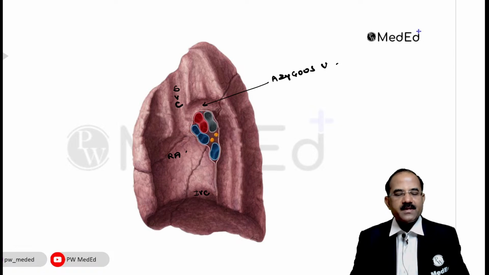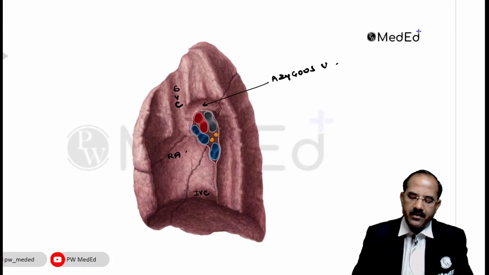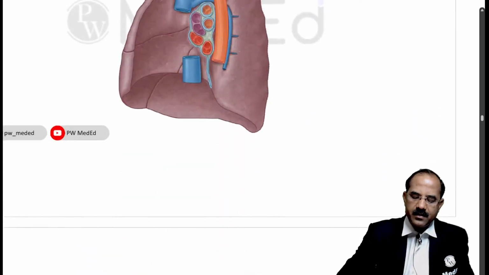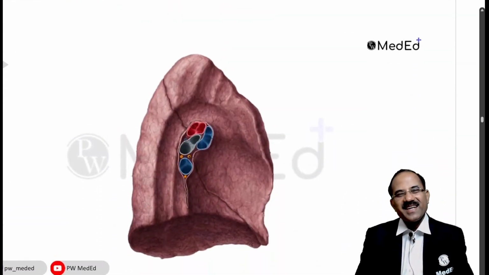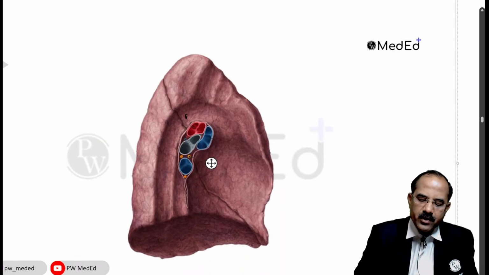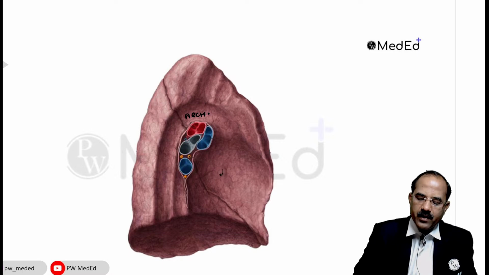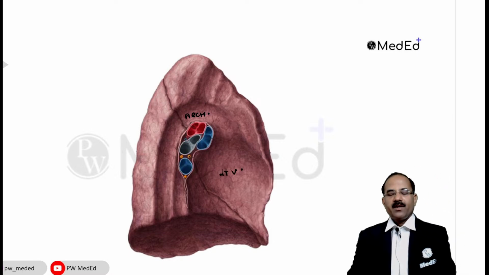Azygous vein, SVC, right atrium, IVC. And what is this? What is this lung? That's the left lung. And the structure which arches over the hilum of the left lung is the arch of aorta. What is this? That's the left ventricle.